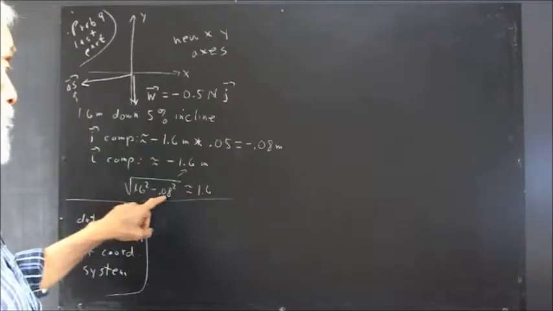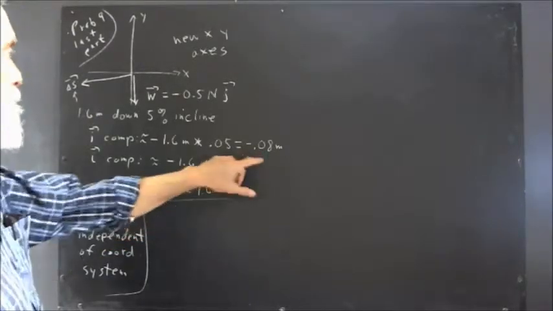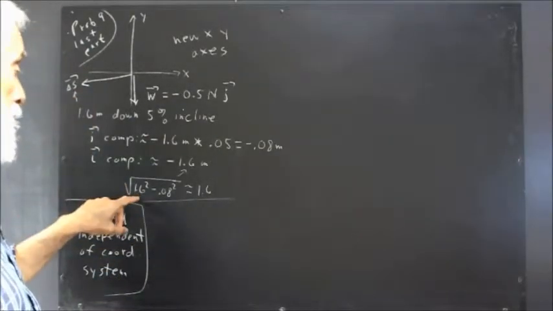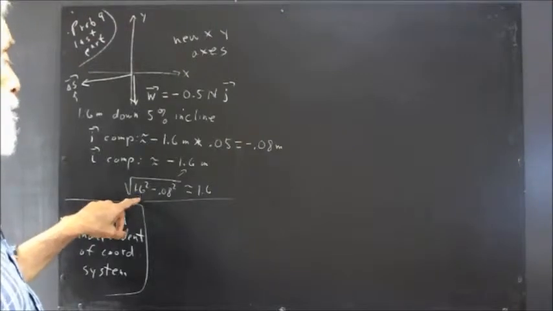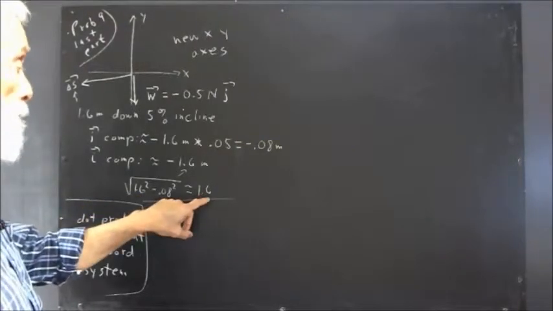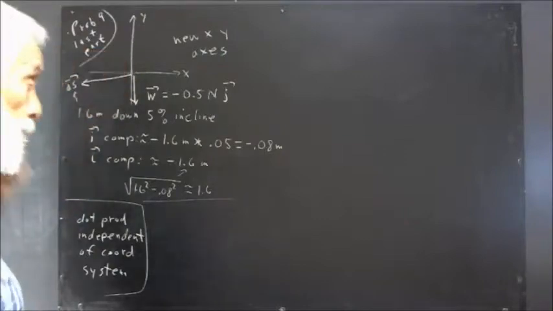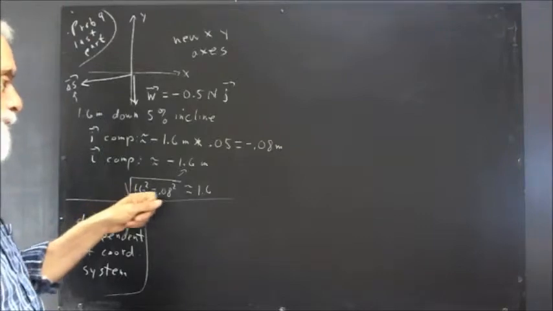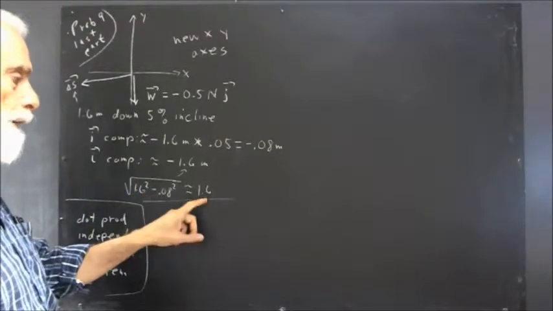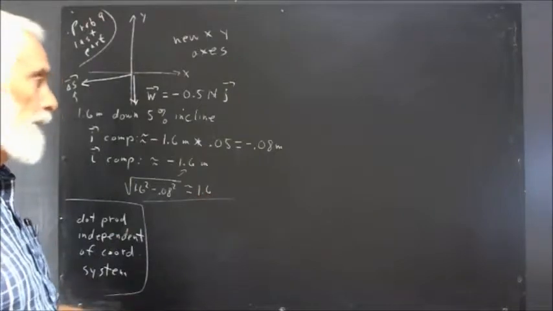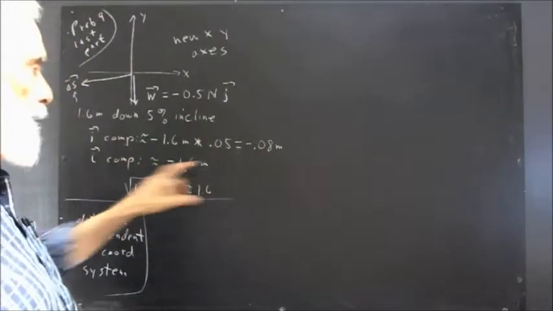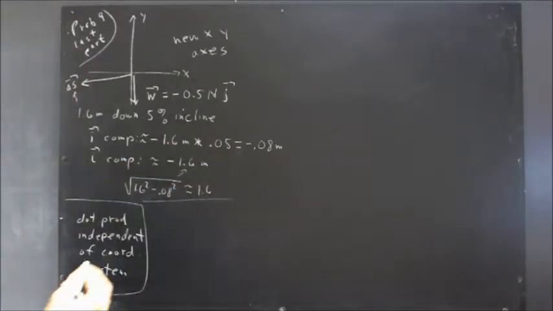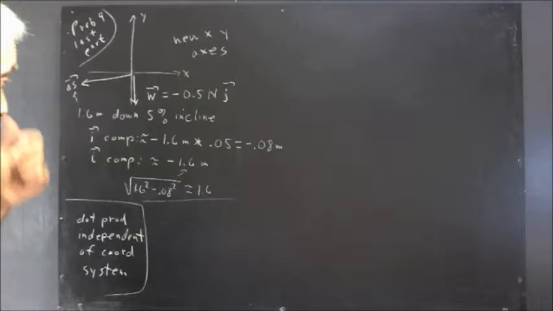You can work this out by the Pythagorean Theorem. If this is your y component or j component, and this is the magnitude of the vector, then the square root of this square minus this square is going to equal the magnitude of the x component. So go ahead and work out the square root of 1.6 squared minus 0.08 squared and see how close that is to 1.6, at least to make it convincing that the small angle approximation works here. Okay. Having gotten that, well, the rest of the problem is fairly simple.